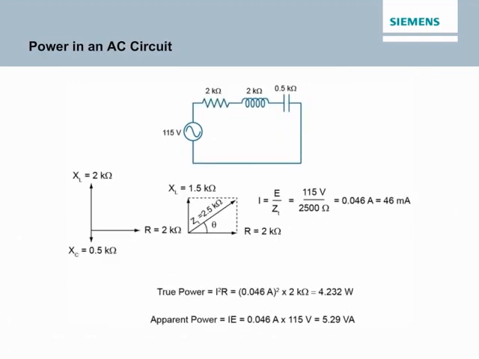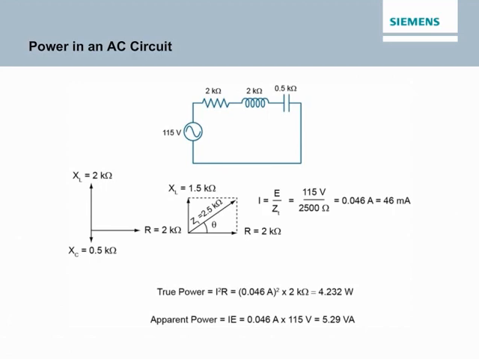In resistive circuits, power is dissipated in heat. This is called true power, or effective power, because it's the rate at which energy is used. True power is equal to the current squared times the resistance. The unit for true power is the watt.